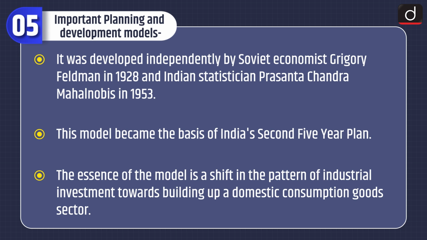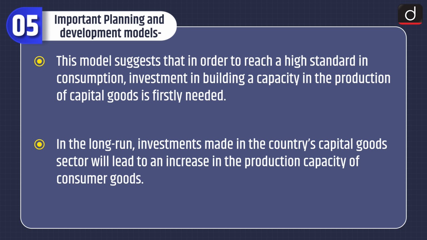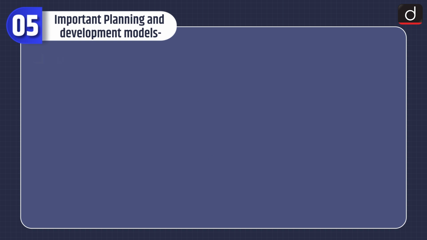The essence of the model is a shift in the pattern of industrial investment towards building up a domestic consumption goods sector. This model suggests that in order to reach a high standard in consumption, investment in building a capacity in the production of capital goods is firstly needed. In the long run, investments made in the country's capital goods sector will lead to an increase in the production capacity of consumer goods.